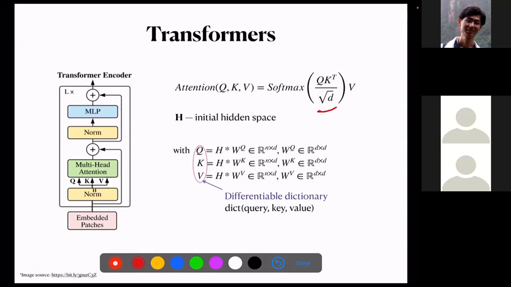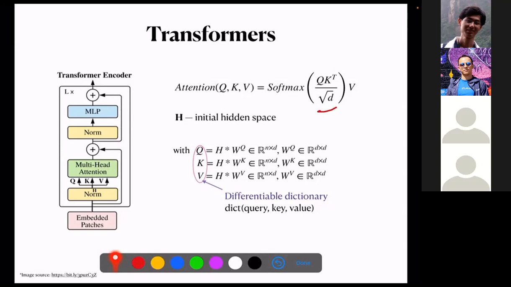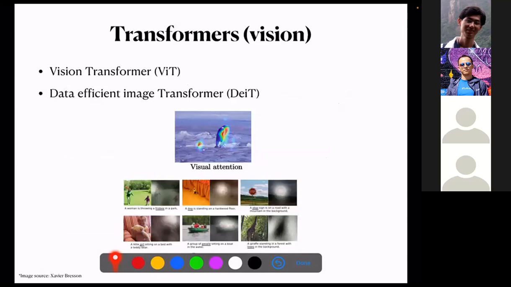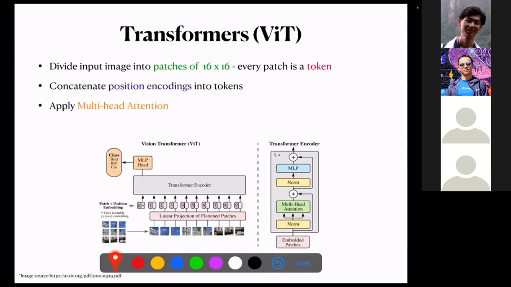Okay, great. So far we've seen that transformers can model the dependencies between tokens in a sequence, but how do we apply it in vision? One of the earliest applications of transformers in vision came from Facebook, as far as I remember: vision transformers, ViT, and its optimized version DeiT, the data-efficient vision transformer. And what they do is, we need a sequence, right?